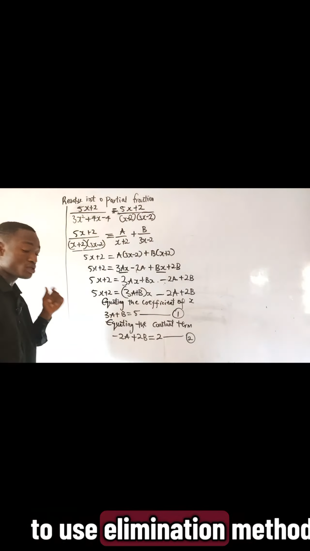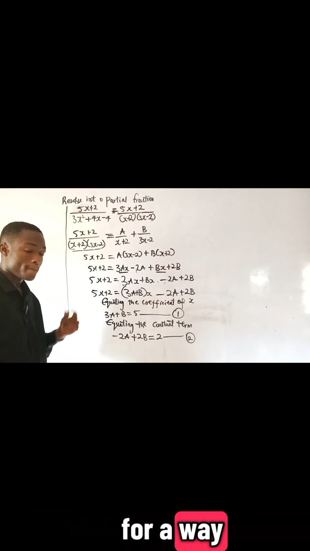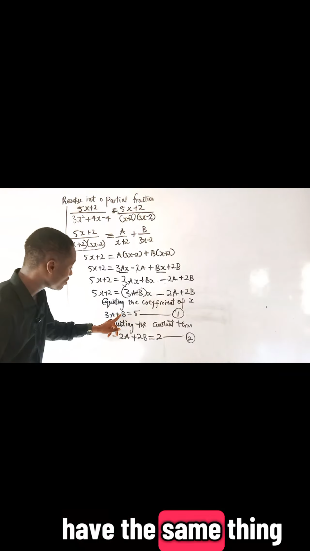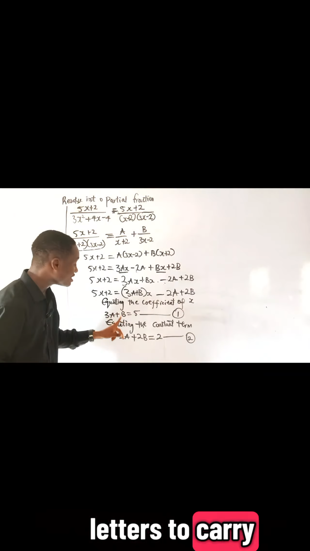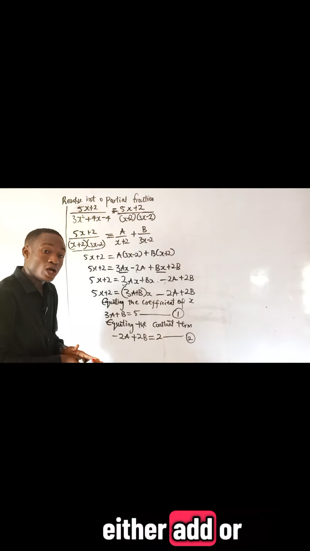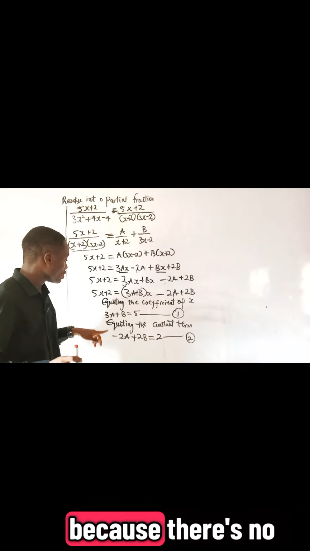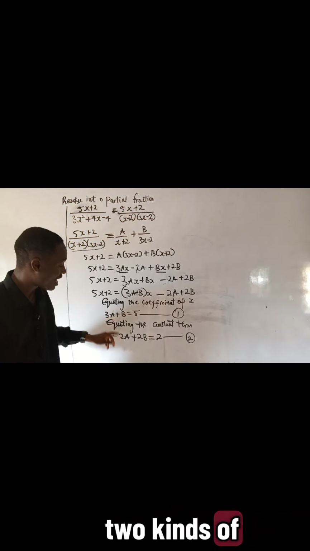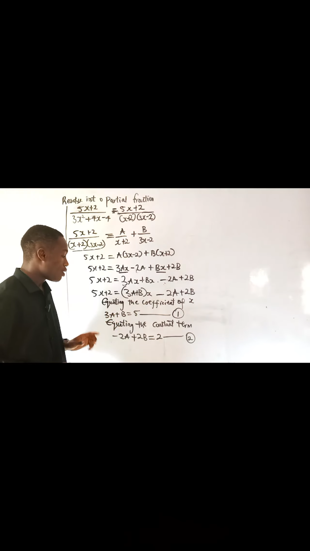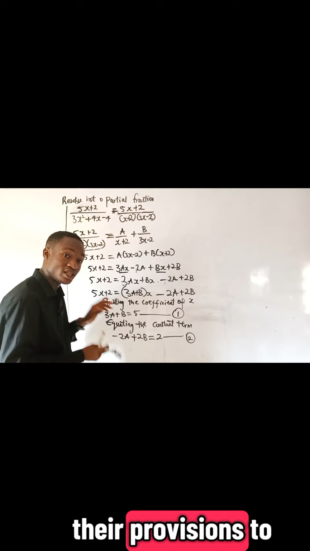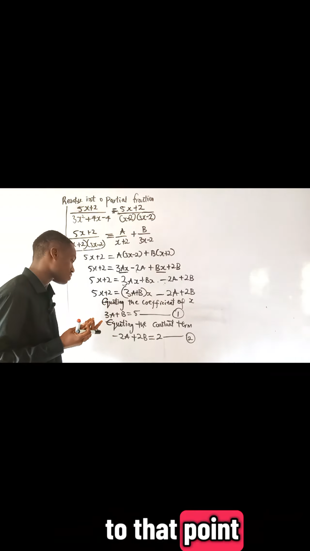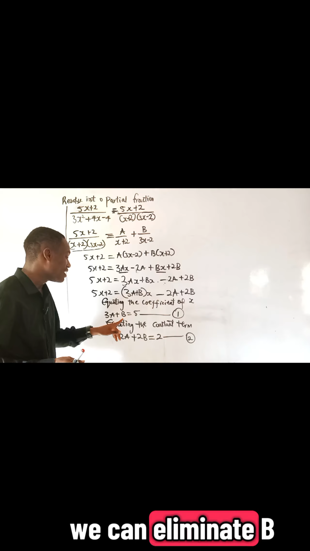To use the elimination method, try to look for a way to make one of the letters carry the same coefficient. So they can either add or subtract for it to be eliminated. Because there's no way I can eliminate this when these two are not the same, even if I add 1 to 2 or subtract. But by making one of their coefficients the same, I can get to that point. So let's see how we can eliminate B.